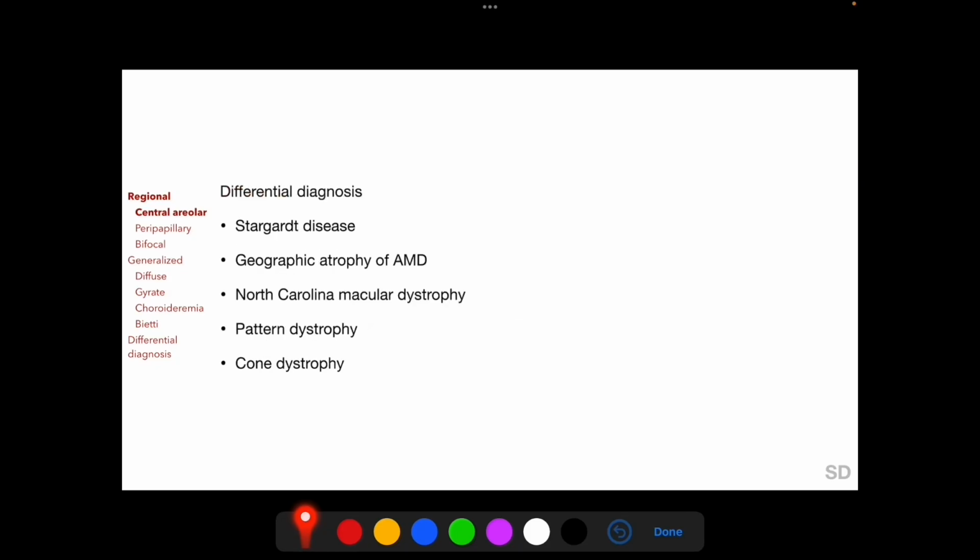Differential diagnosis of CACD includes Stargardt's disease, which is autosomal recessive and has flecks surrounding the atrophic area, geographic atrophy of age-related macular degeneration, which typically shows multiple drusen surrounding the atrophic area, North Carolina macular dystrophy, which is characterized by a congenital non-progressive excavation in the center of the macula, pattern dystrophy, and cone dystrophy, which shows abnormalities in photopic responses on full field ERG.